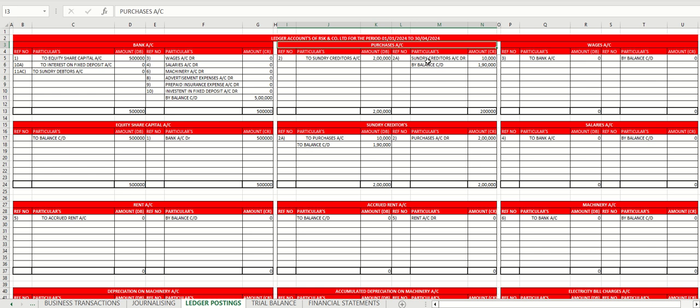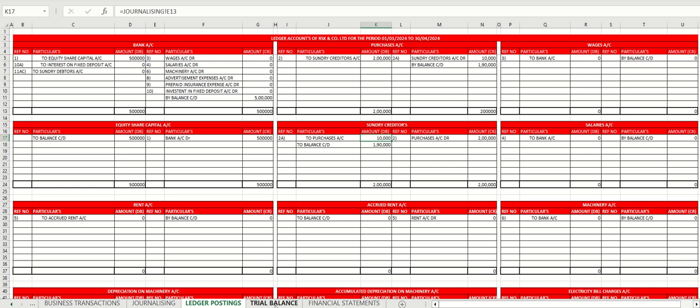So we would be reducing our purchases to the extent of 10K. And we would be reducing our sundry creditors. Sundry creditors normally show a credit balance, and as the goods are being returned, we need to adjust or reduce our creditors to the extent of the returns which are being made. So we will be reducing our sundry creditors to the extent of 10K. Okay, hope this is clear.